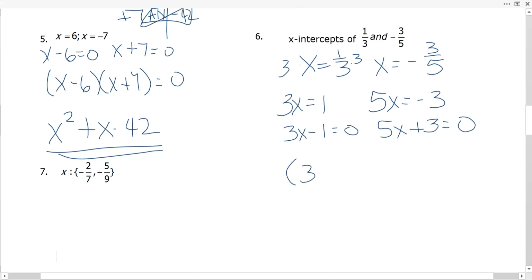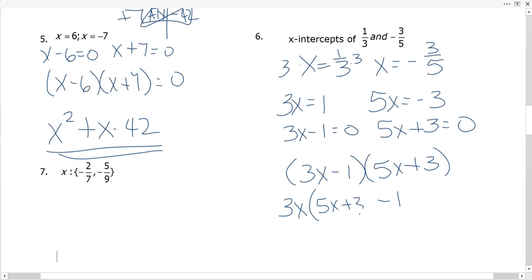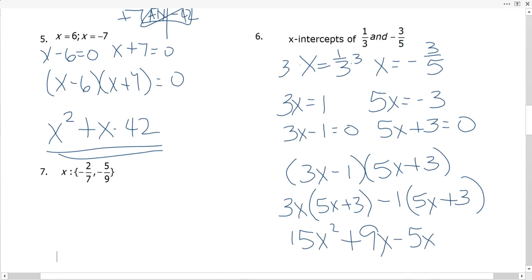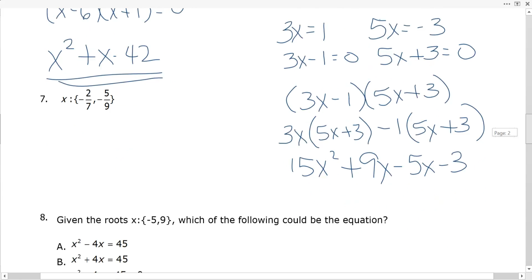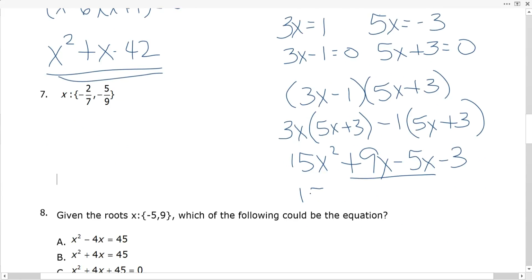So I have 3x minus 1 times 5x plus 3. Distribute, and I have 15x squared plus 9x minus 5x minus 3. Combine my terms, 15x squared plus 4x minus 3.